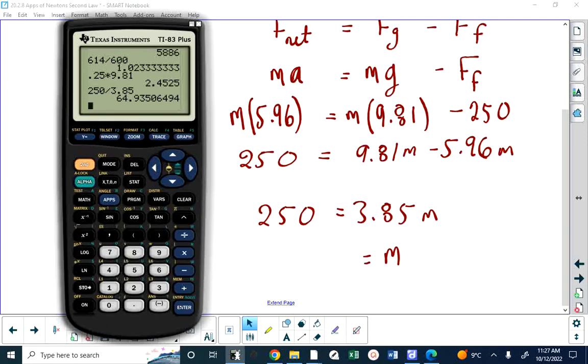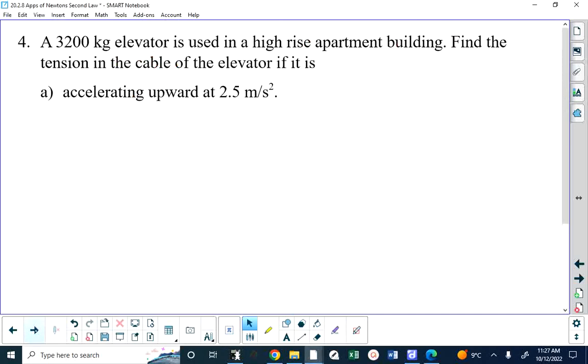Any questions with that one? All right, we have one more bulky question to go. I believe it's an ABC situation. A 3,200 kilogram elevator is in a building. What is the tension in the cable?